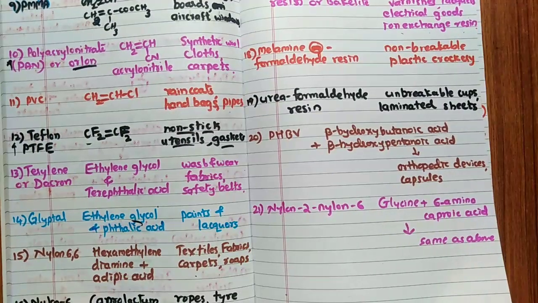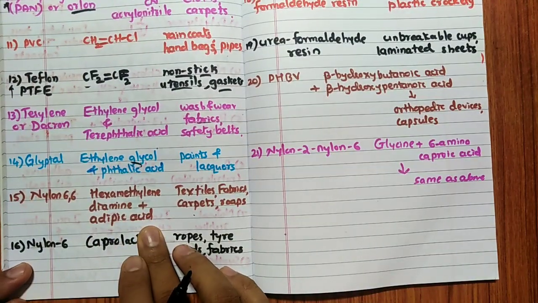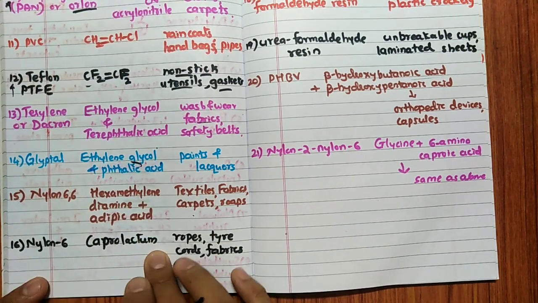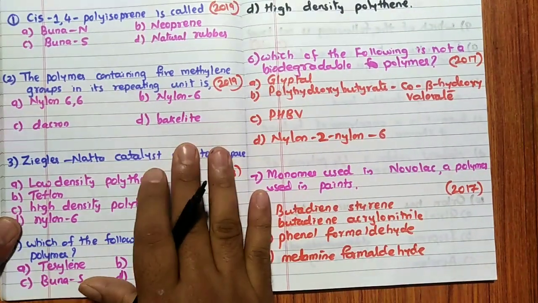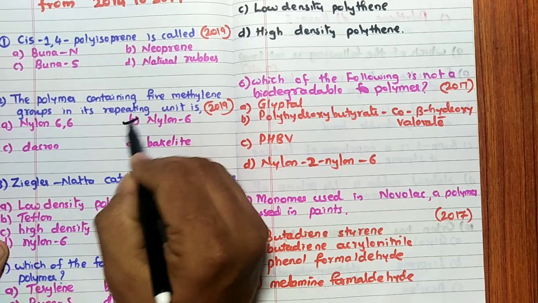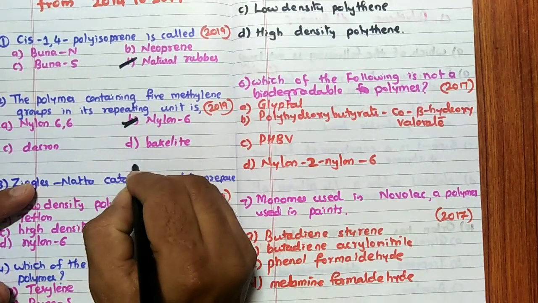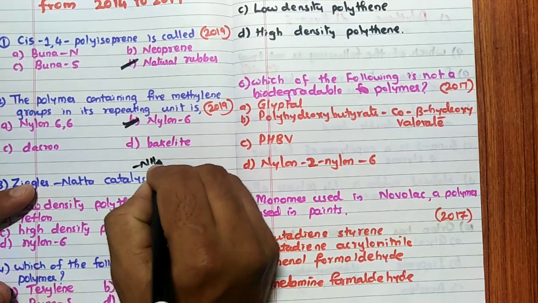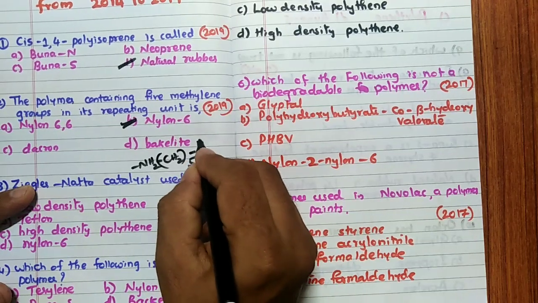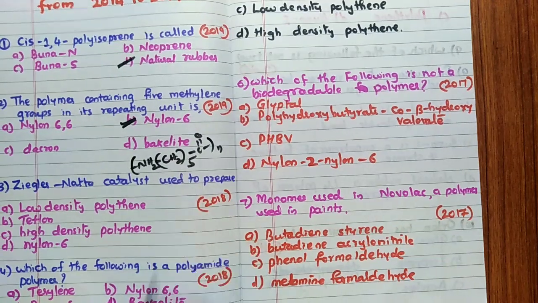Then nylon 6,6 and nylon 6 are left. Nylon 6,6 is hexamethylene diamine and adipic acid. If you add these two, it will be more than 5. So caprolactam is the answer for this, nothing but nylon 6. So for this, remember D, for this the B. In nylon 6, the polymer's monomeric unit I will write as NH, CH2 five times, C double bond O, n times. These are the 5 methylene groups.